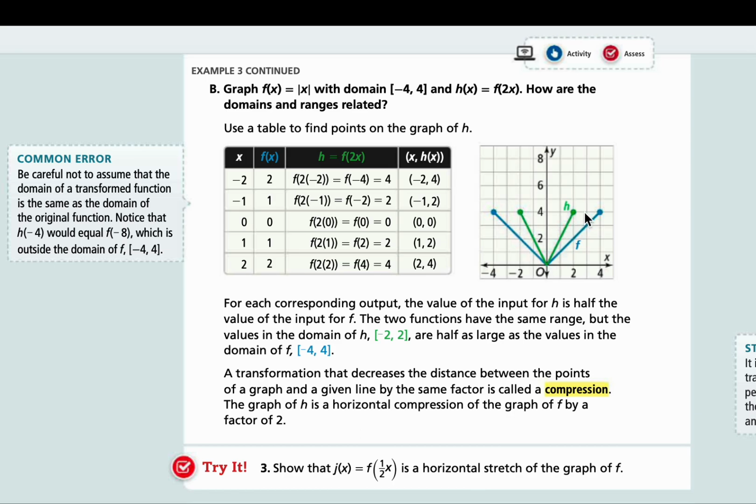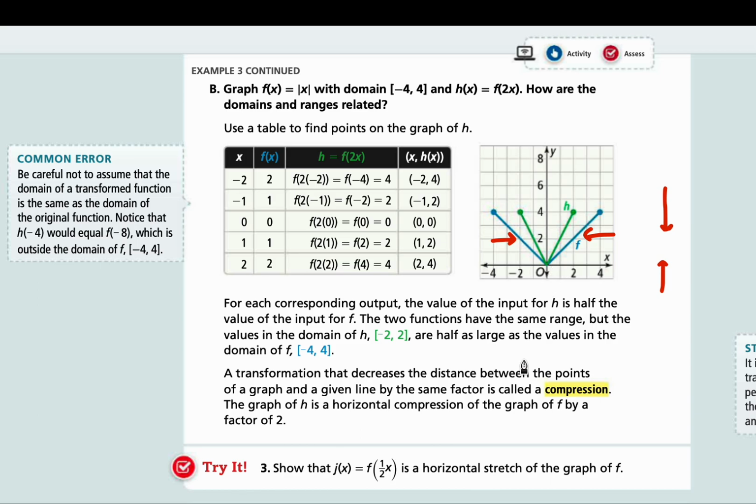So horizontally, if it compresses, it gets closer to the y-axis, okay, because it's compressing horizontally. If it's compressing vertically, it gets closer to the x-axis, okay, or this way. Yeah, it doesn't always have to be the x-axis or the y-axis. It only works when your vertex is exactly on the x or y-axis. So it just moves in the opposite directions.